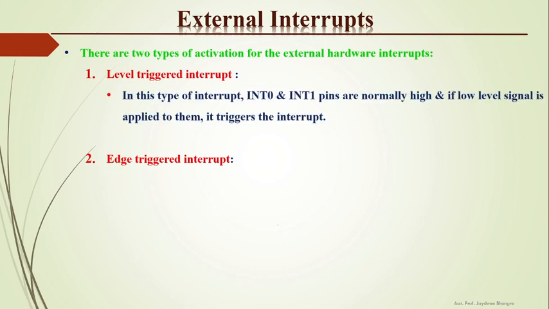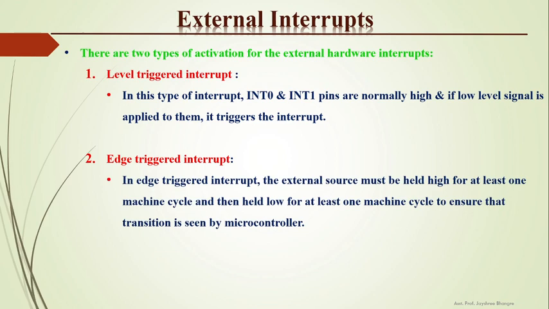In level triggered interrupt, int0 and int1 pins are normally high, and if a low level signal is applied to them, it triggers the interrupt. In edge triggered interrupt, the external source must be held high for at least one machine cycle and then held low for at least one machine cycle to ensure that the transition is seen by the microcontroller. As in edge triggered interrupt, negative edge triggering is used, or the interrupt is generated when the microcontroller notices the high to low transition, or negative edge, at the input.